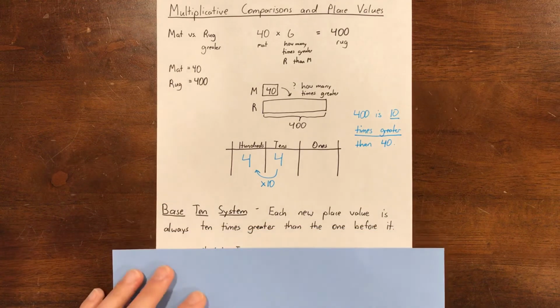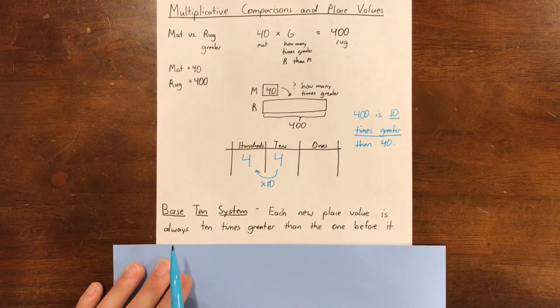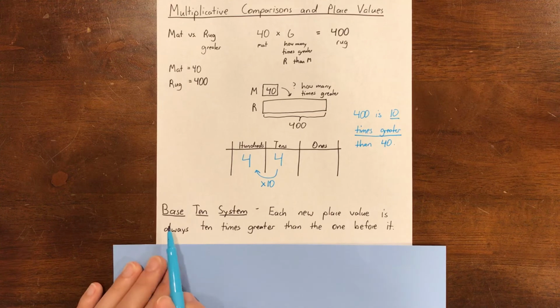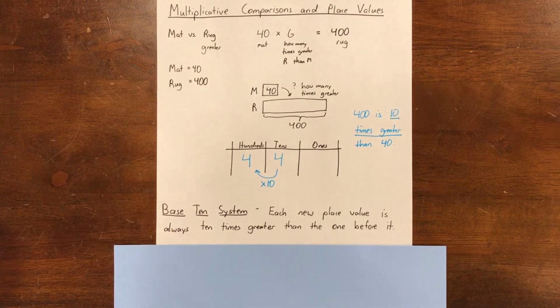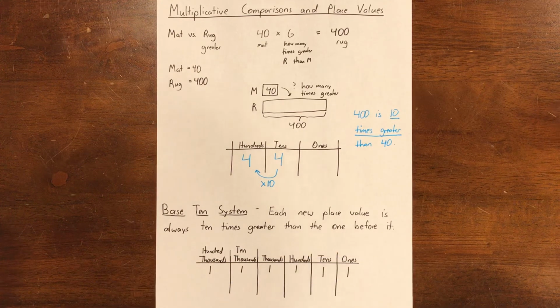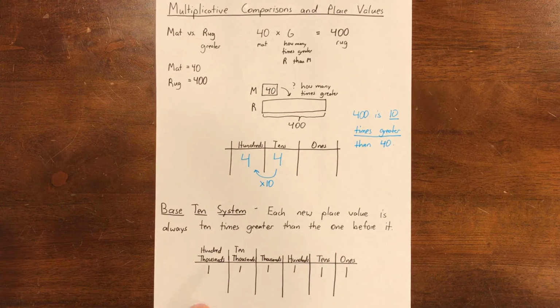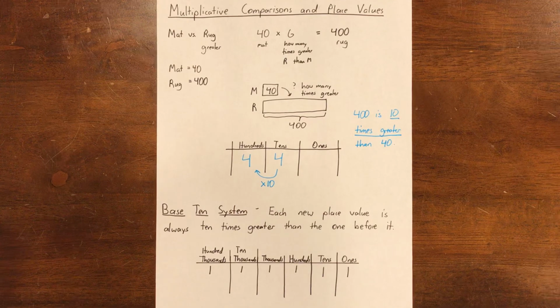Okay, I captured this key point. Read it with me. Get ready, go. Base 10 system. Each new place value is always 10 times greater than the one before it. Great. So I'm wondering, how could I show that relationship on this place value chart here? Go ahead and say it out loud.